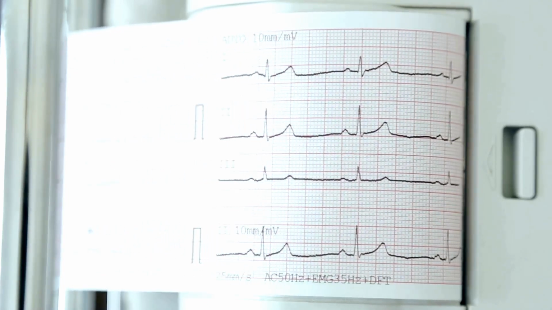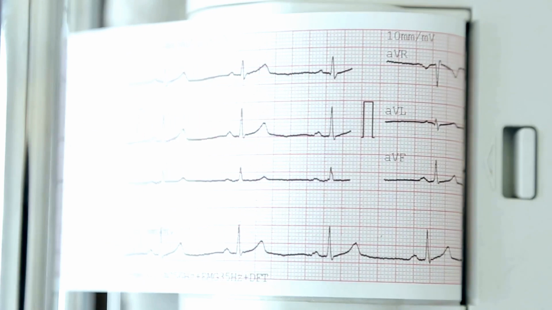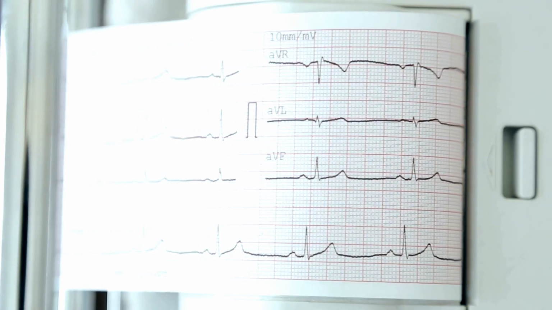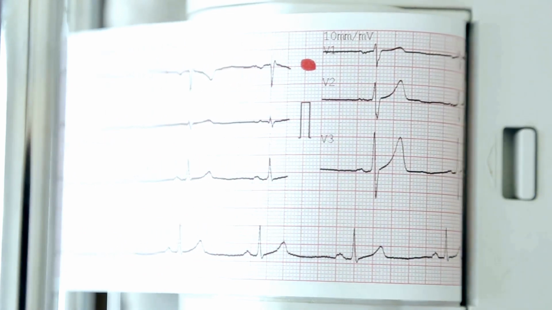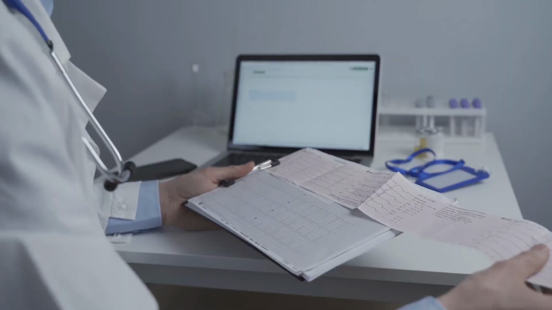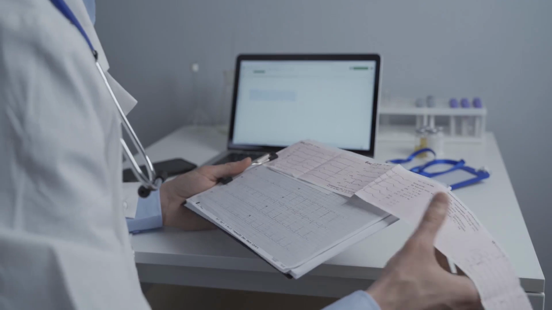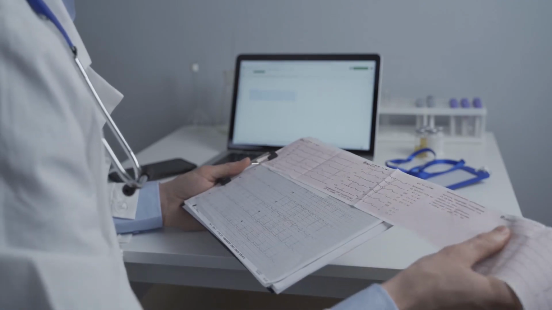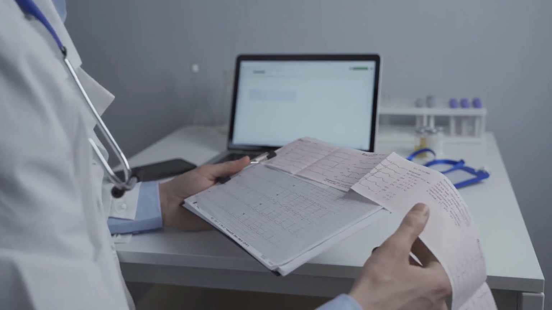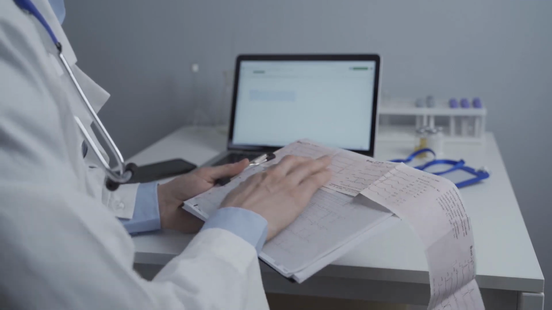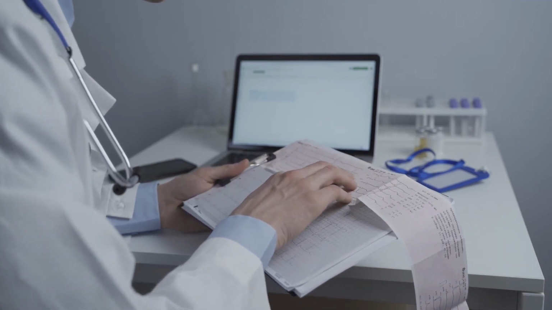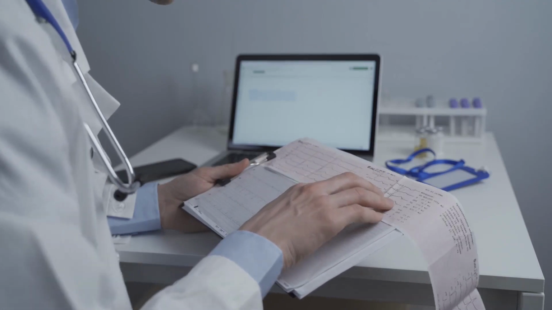Moving on to the PR interval, the time from the start of the P wave to the start of the QRS complex. It should be between 3 and 5 small squares. Anything outside this range could mean a conduction delay or block. Now let's evaluate the QRS complex. It represents ventricular depolarization and should be narrow, usually less than 3 small squares. A wider QRS complex might suggest a bundle branch block or ventricular rhythm.